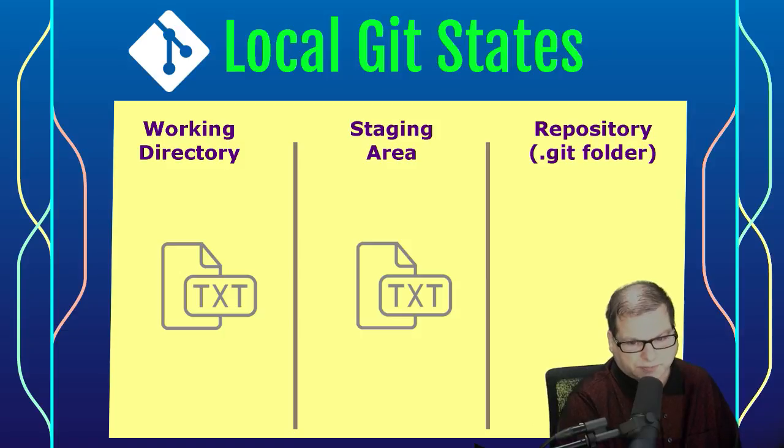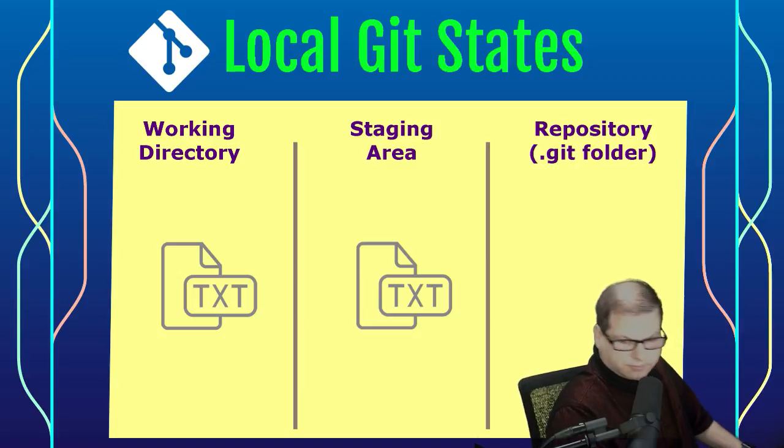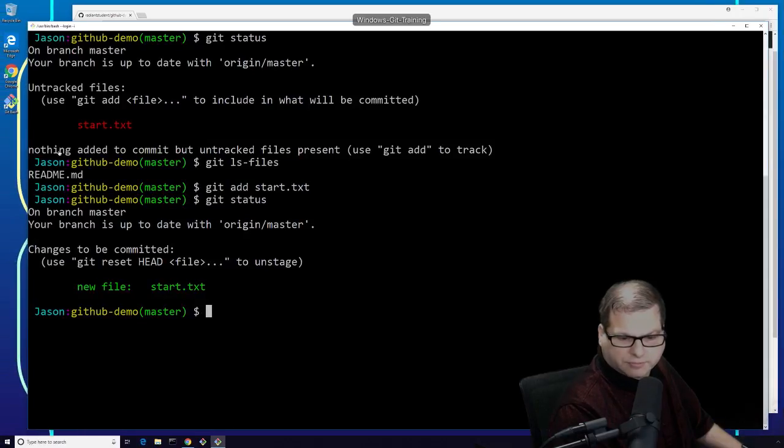So staging is the first part of the two-stage commit. The next stage is to actually do the commit. Let's do that now. But before we do that, let's see if Git is tracking the file.